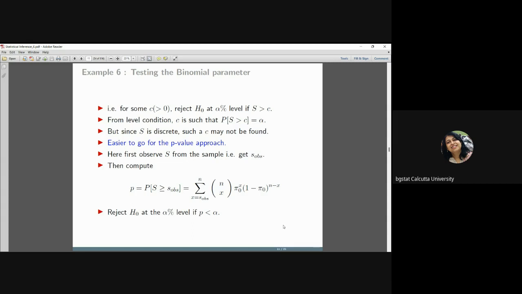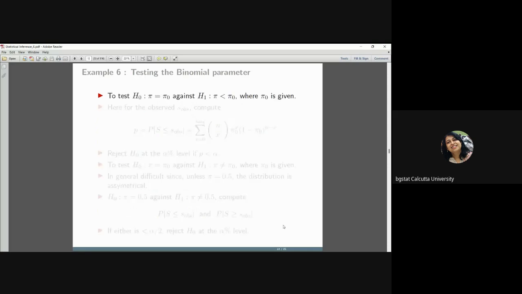The use is the same as before. We compare the p-value to the level of significance, and if it is less than the level of significance, we will reject the null hypothesis.